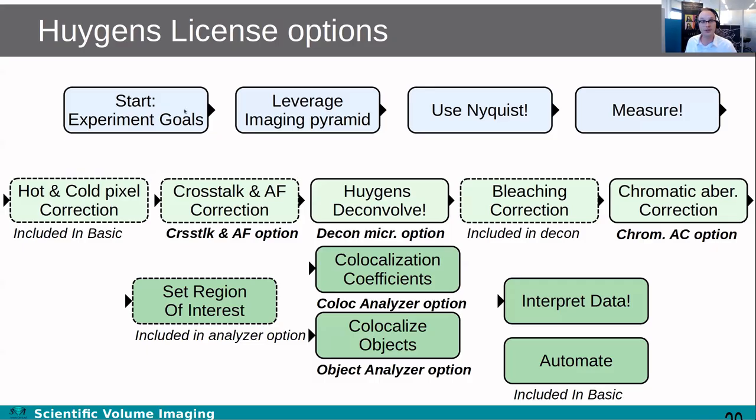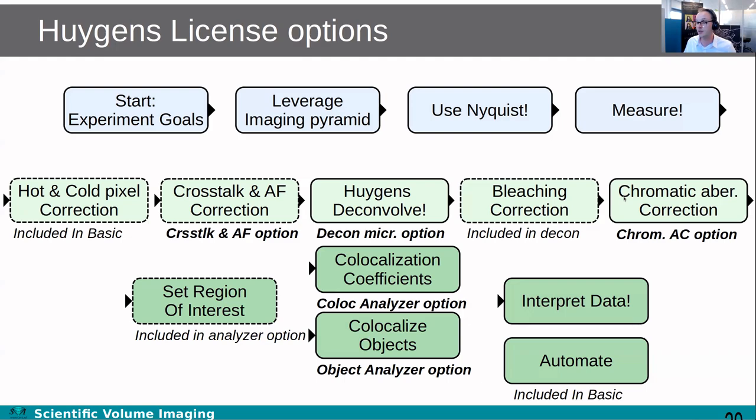Now, I'd just like to give a brief overview, because many of you, of course, have Huygens licenses. Which step that I've been talking about corresponds to which option? So the hot and cold pixel corrector is included in the basics. So if you have either the essential or the professional, you have this always. The crosstalk is its own option. The deconvolution is its own option that goes per microscopy type. So one for confocal, one for wide field, etc. Bleaching is included with the deconvolution. So if you have any deconvolution, you automatically get the bleaching.